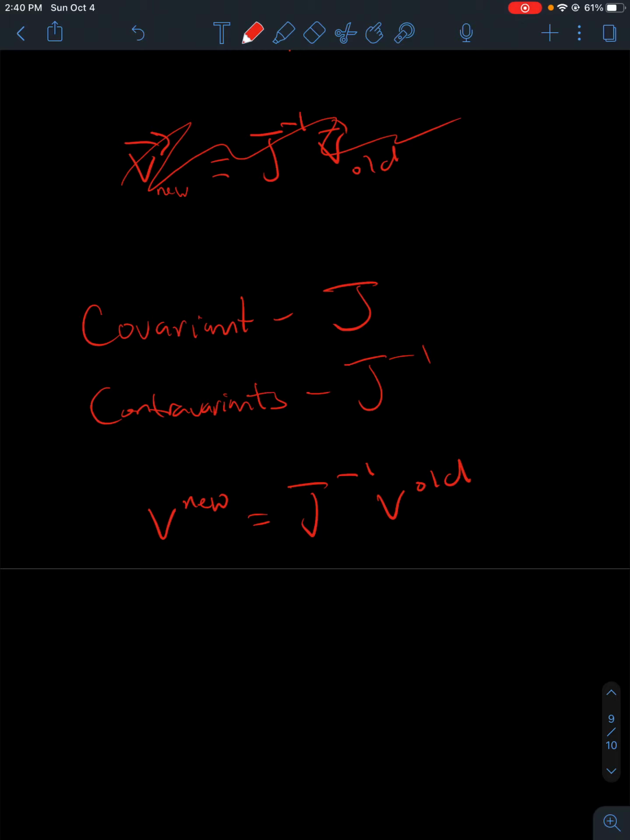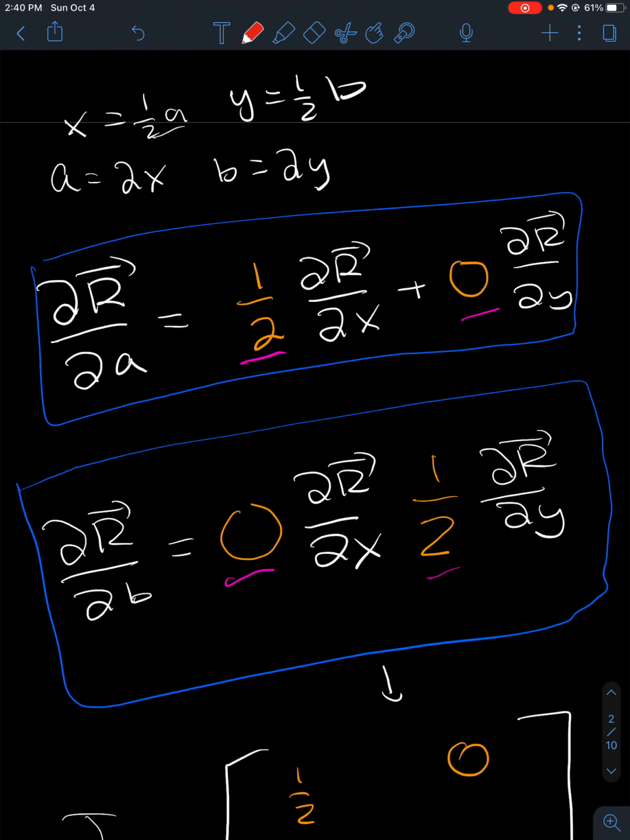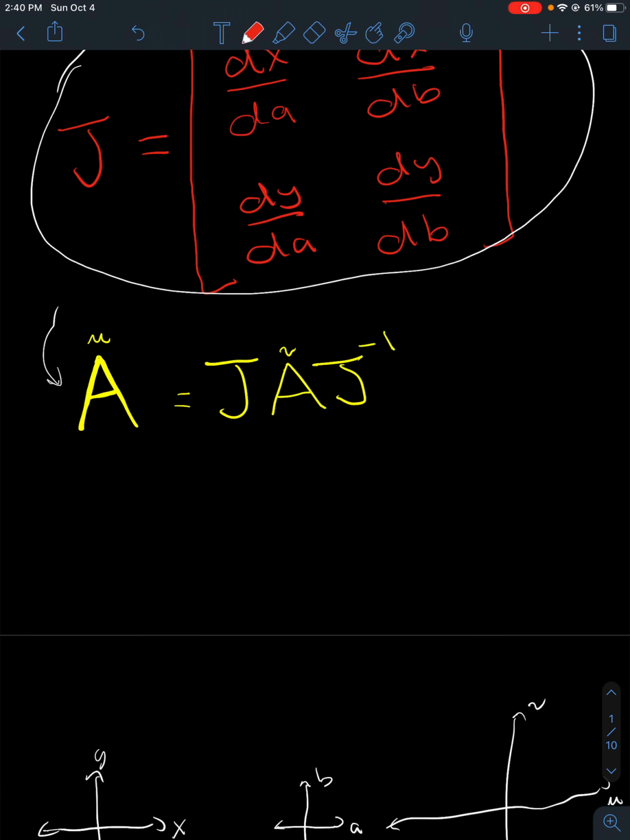I could have a random tensor that transforms with a Jacobian and an inverse Jacobian, so one index is covariant and one is contravariant. That may not make any sense right now, so in the next video, I'm probably going to talk about how vectors transform in different bases, and after that, how vector components transform in different bases.